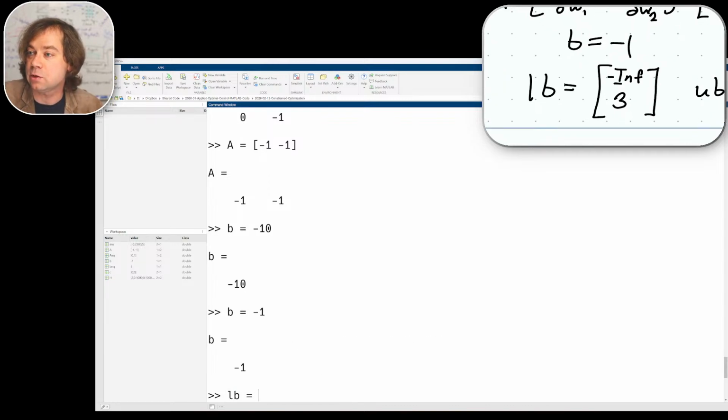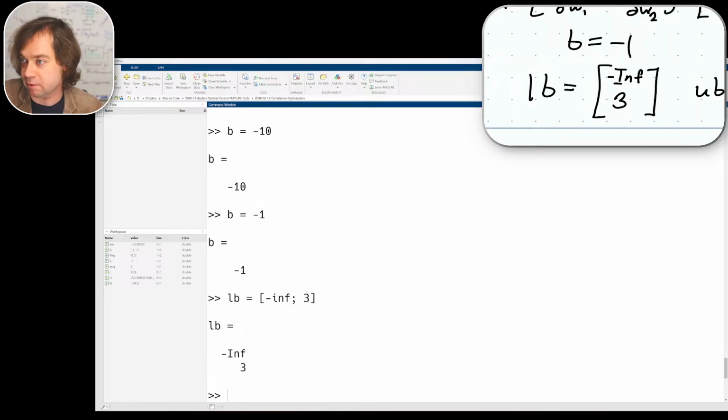Okay, now we got to make some lower bound LB. And so it's going to be a vector of the same size of our decision vector. That's what we have right here, right? We have a 2 by 1. The lower bound in our first decision variable is -infinity. So open bracket, minus INF, semicolon, 3. MATLAB understands what infinity is. It's got rules for that.